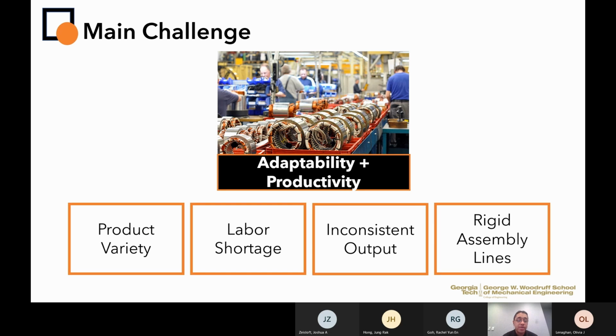As for the main challenge, we chose adaptability as it relates to productivity in the manufacturers. The lack of adaptability can lead to product variety being low, greater impact from labor shortages and the inconsistent outputs of their goods, and the heavy reliance on assembly lines causing them to not be able to adapt to the changes in the halting of a portion of it.